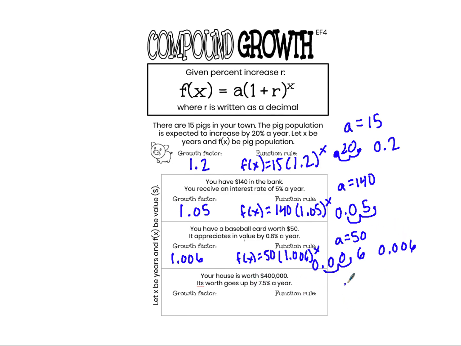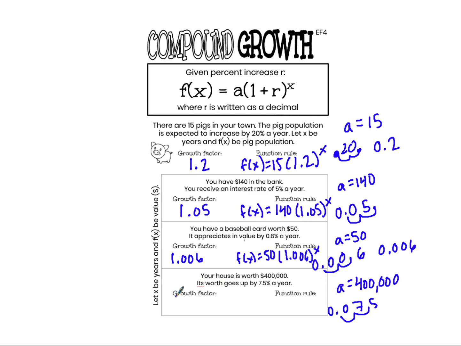Last example, I'm so fortunate that I have a house worth $400,000. So my starting value of my house is $400,000, and its worth goes up by 7.5% a year. 7.5 divided by 100, my shortcut is to move the decimal 2 places to the left, and that gives me an equivalent decimal of 7.5% of 0.075, or 75 thousandths. I had to think about that one.